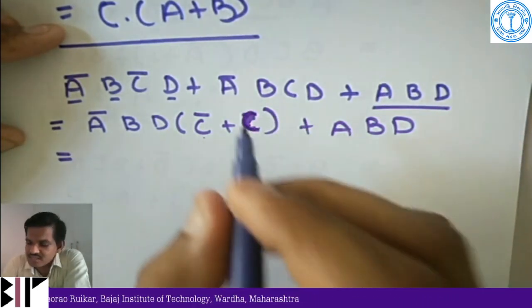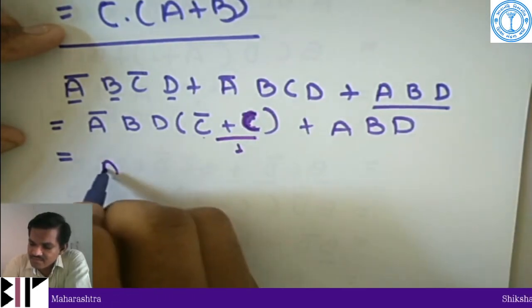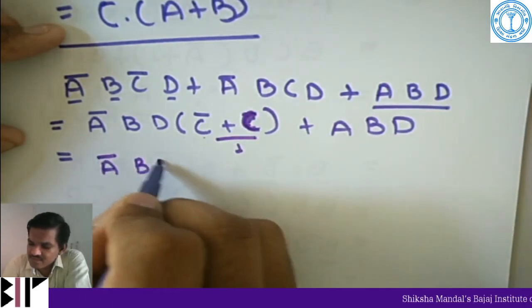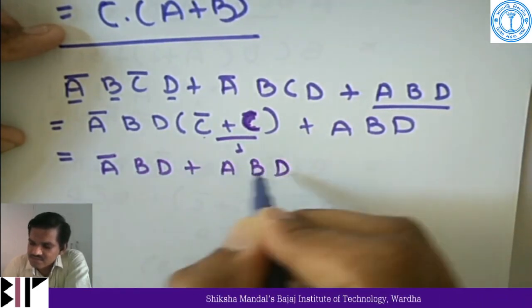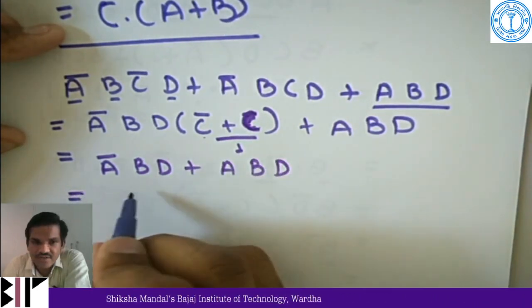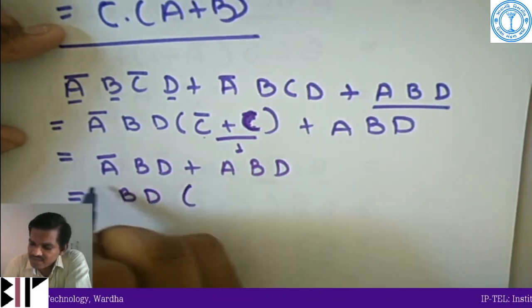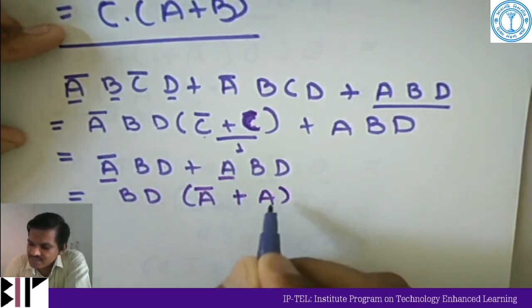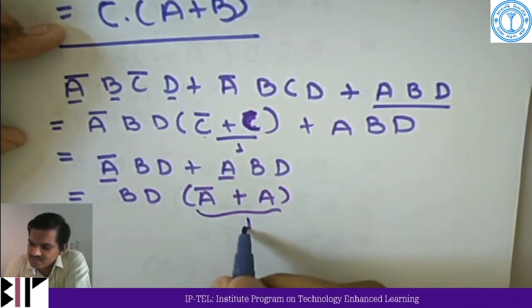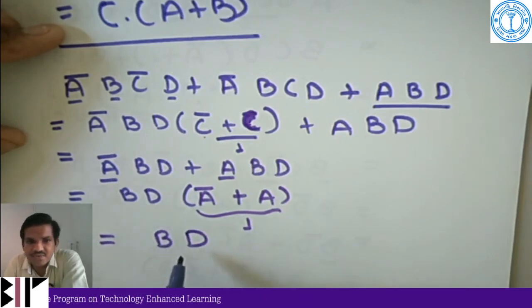Now we know that C bar plus C is equal to 1. So this term is 1. So A bar B D into 1 plus A B D. The other term is as it is. So now what can we take common? We can take common B and D. So what is left? A bar plus A is left. But this whole term is equal to 1. So the minimized equation is B into D, BD.